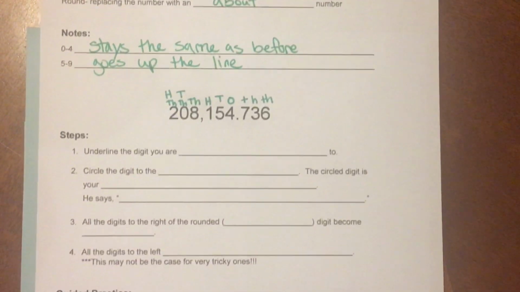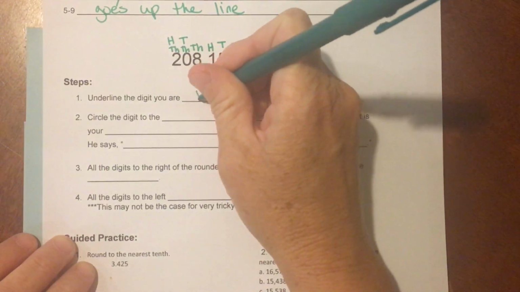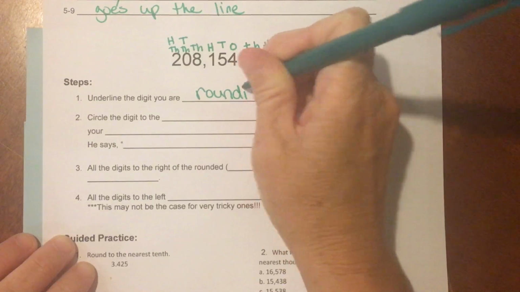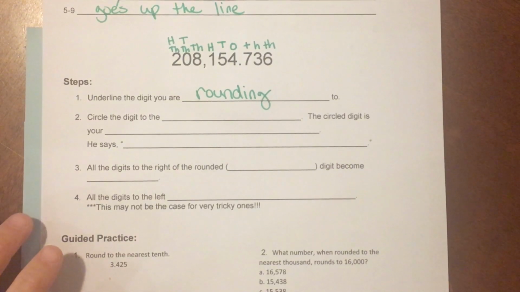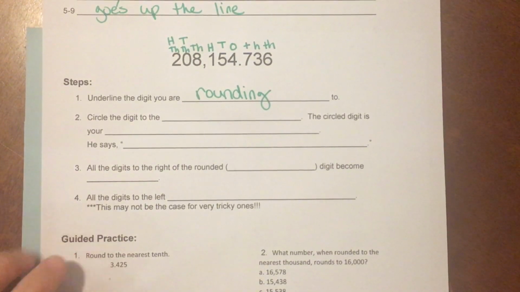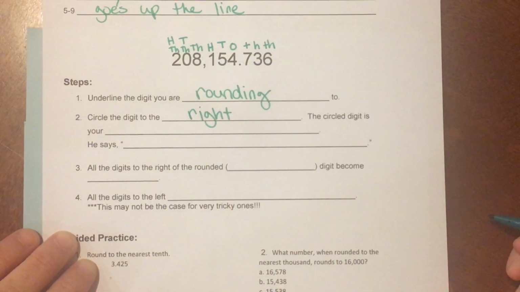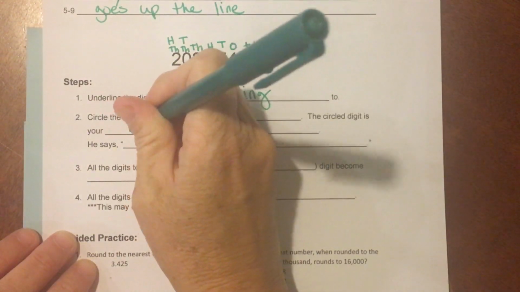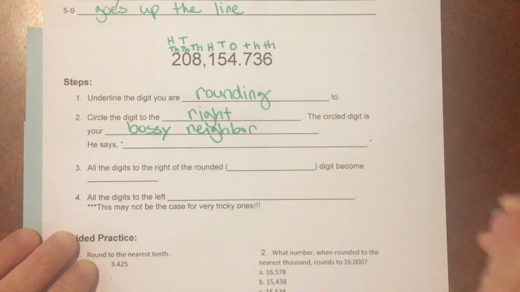Okay, our steps today look long, but hang in there. Number 1 says you're going to underline the digit you are rounding to. Every problem will tell you what place value you're going to be rounding to. Number 2 is kind of the big one. We're going to circle the digit to the right, and the circled digit is your bossy neighbor. He's going to be the one who makes the decisions.